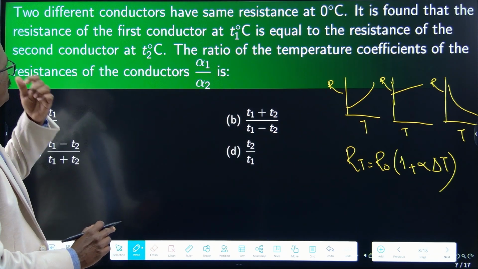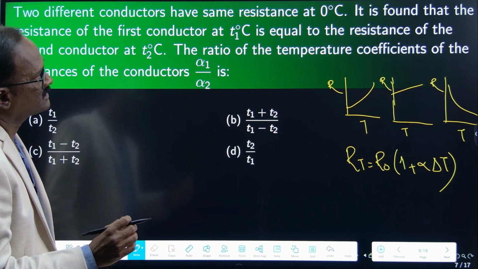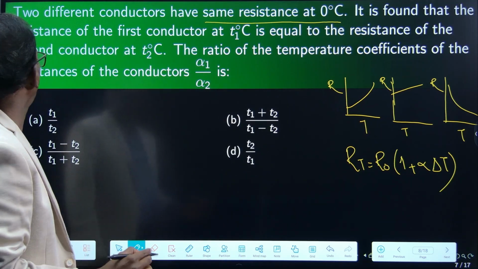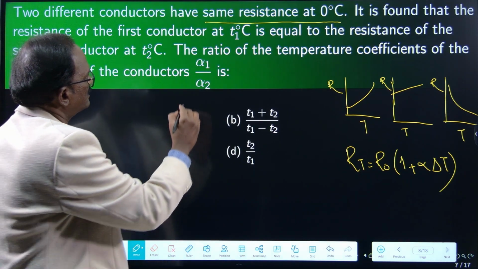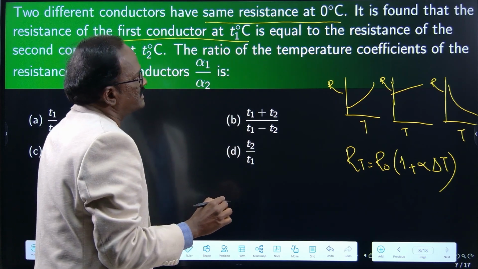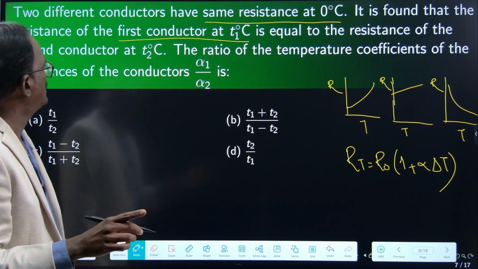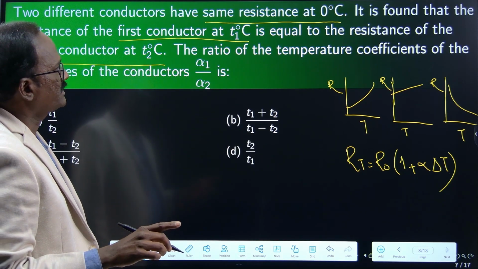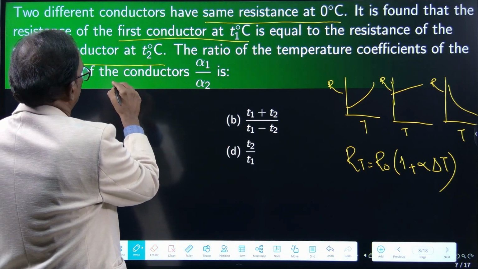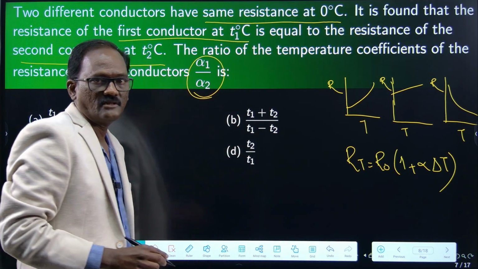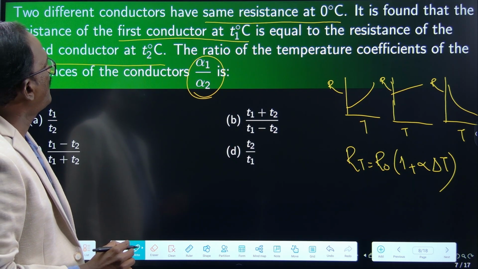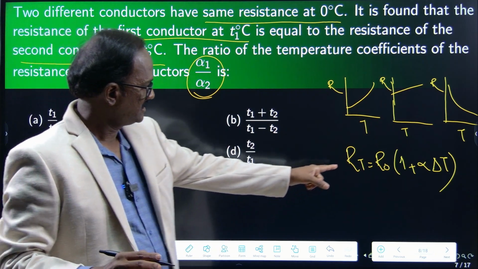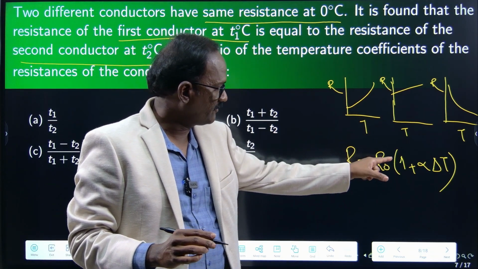The first one: two different conductors have the same resistance at 0 degrees Celsius. It is found that the resistance of the first conductor at T1 degrees Celsius is equal to the resistance of the second conductor at T2 degrees Celsius. The ratio of the temperature coefficients of resistance of the conductors, alpha 1 by alpha 2, is what? Right? So the ratio of alphas is asked.